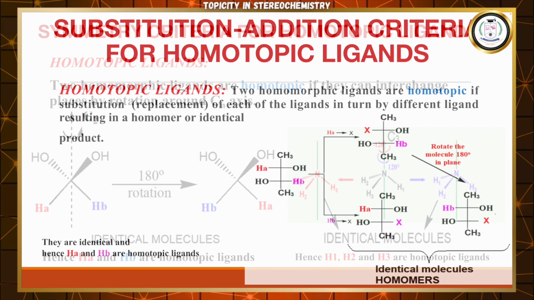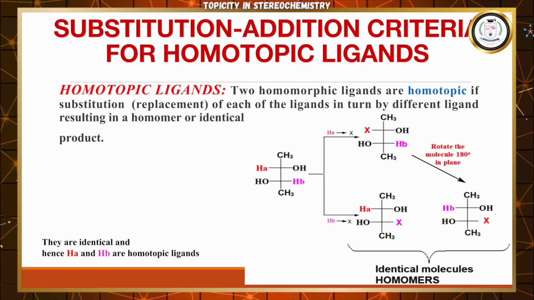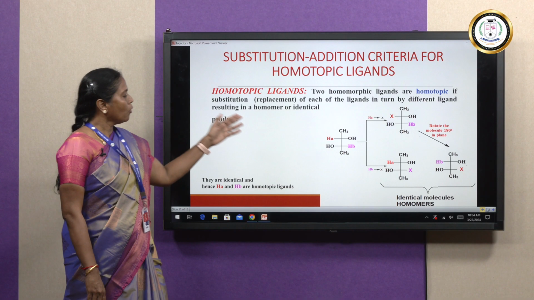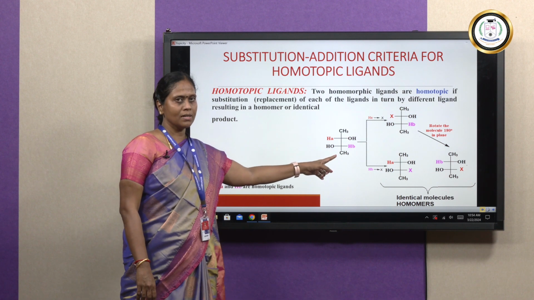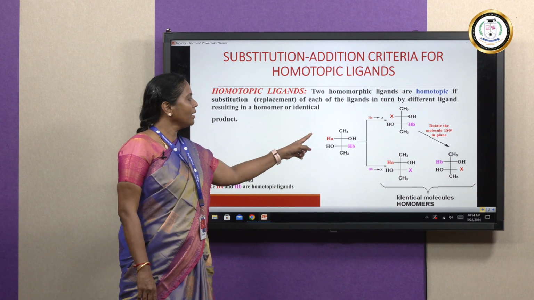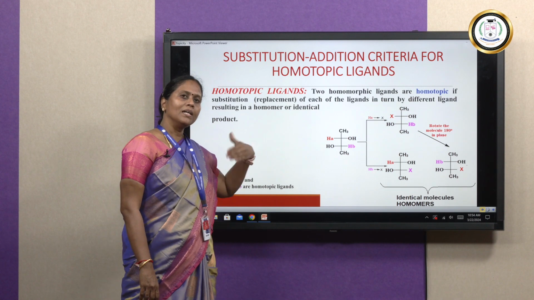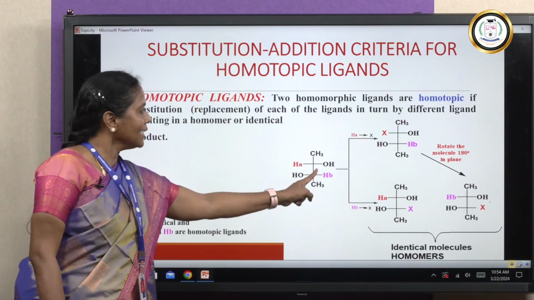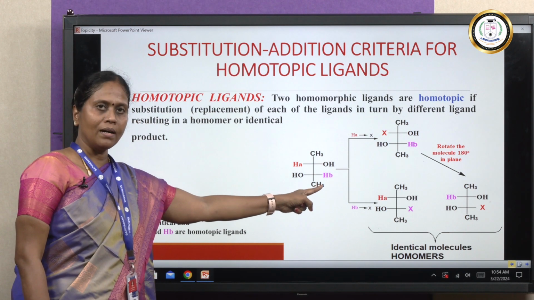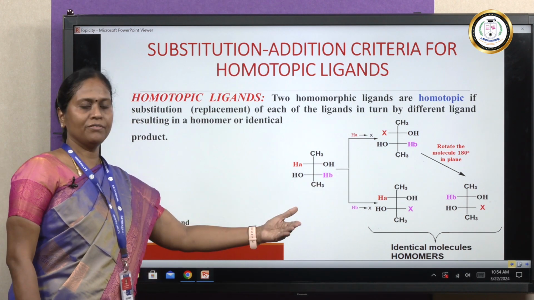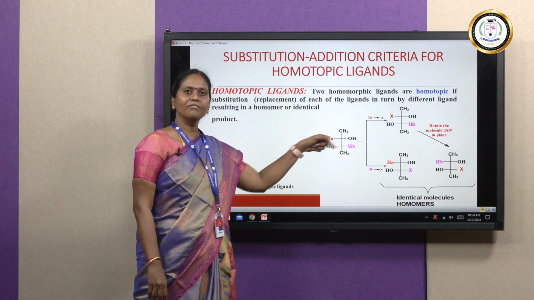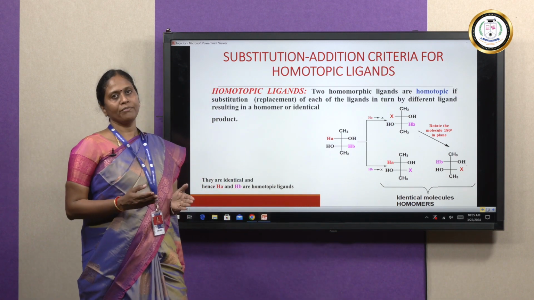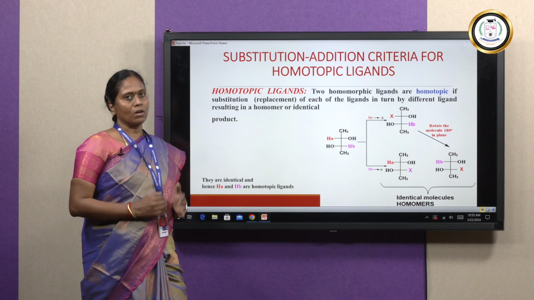So, the second method to determine the homotopic ligands is the substitution addition criteria. In this method, the molecule will have two homomorphic ligands. One homomorphic ligand will be substituted by a different ligand. Similarly, the other homomorphic ligand will be substituted by another different ligand. Then we will compare the two structures and find out whether the two homomorphic ligands are homotopic or not.